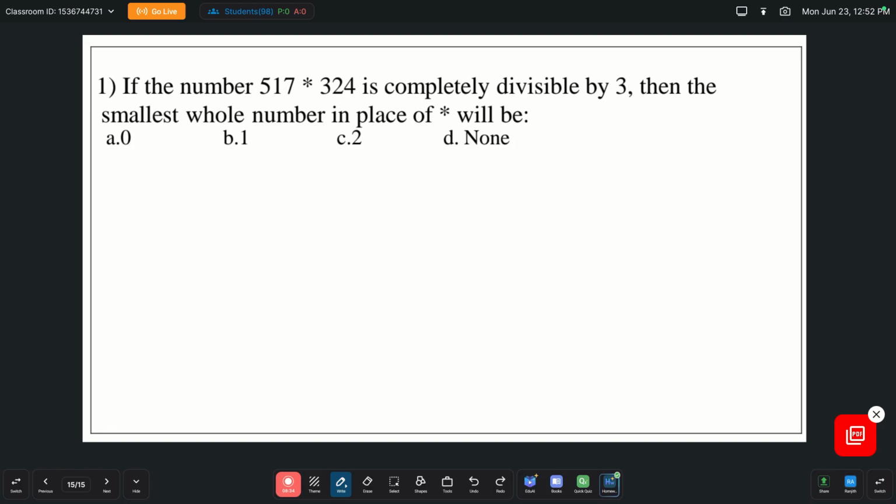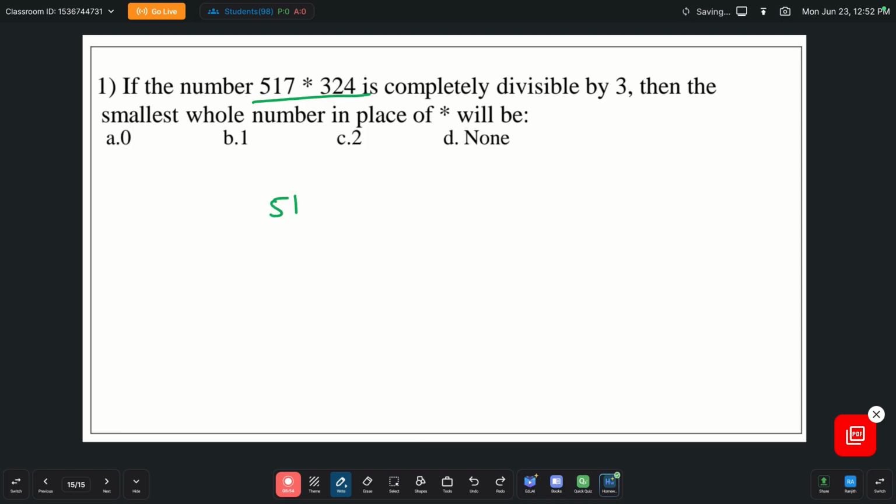If the number 517 star 324 is completely divisible by 3, then the smallest whole number in place of star will be? What is the divisibility rule for 3? Sum of all the values divided by 3, where we are getting remainder is 0. No need to go with that method.